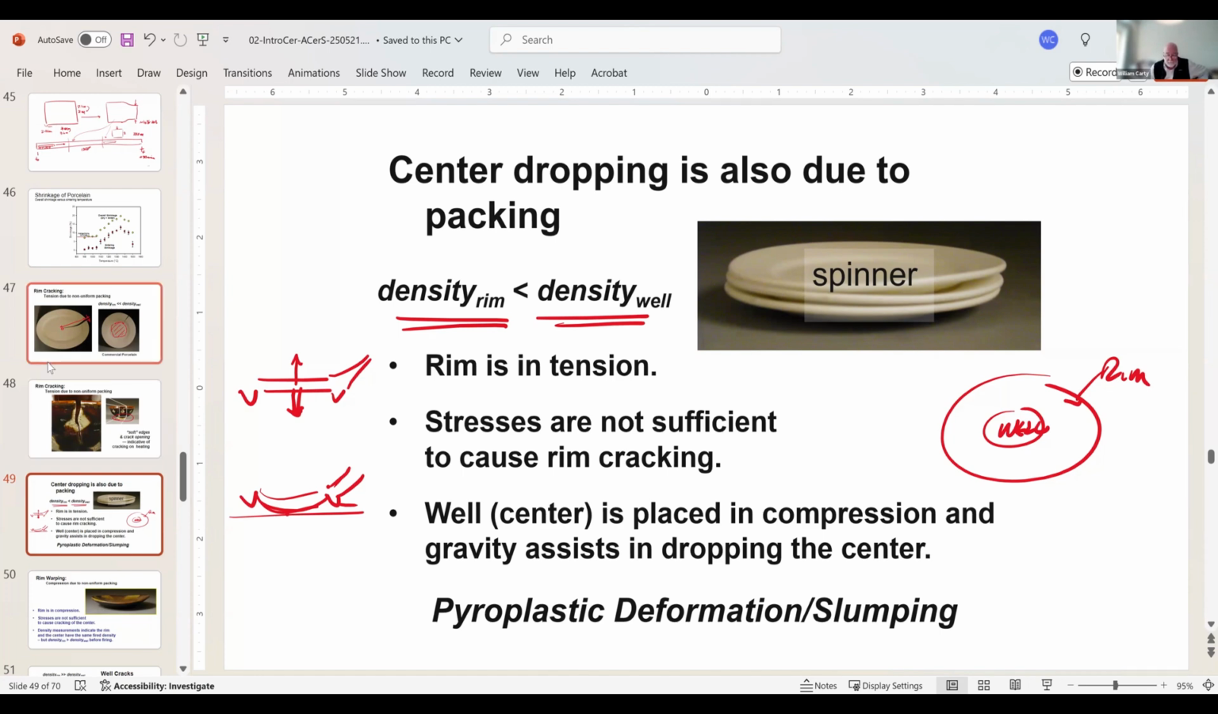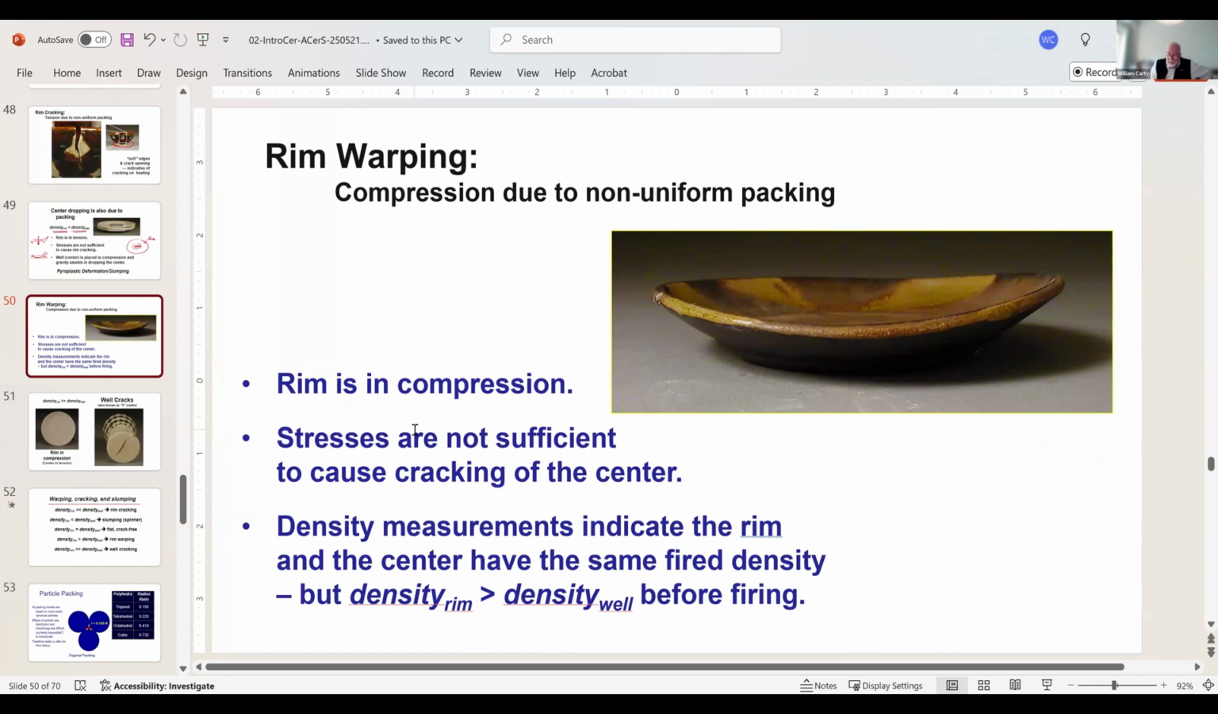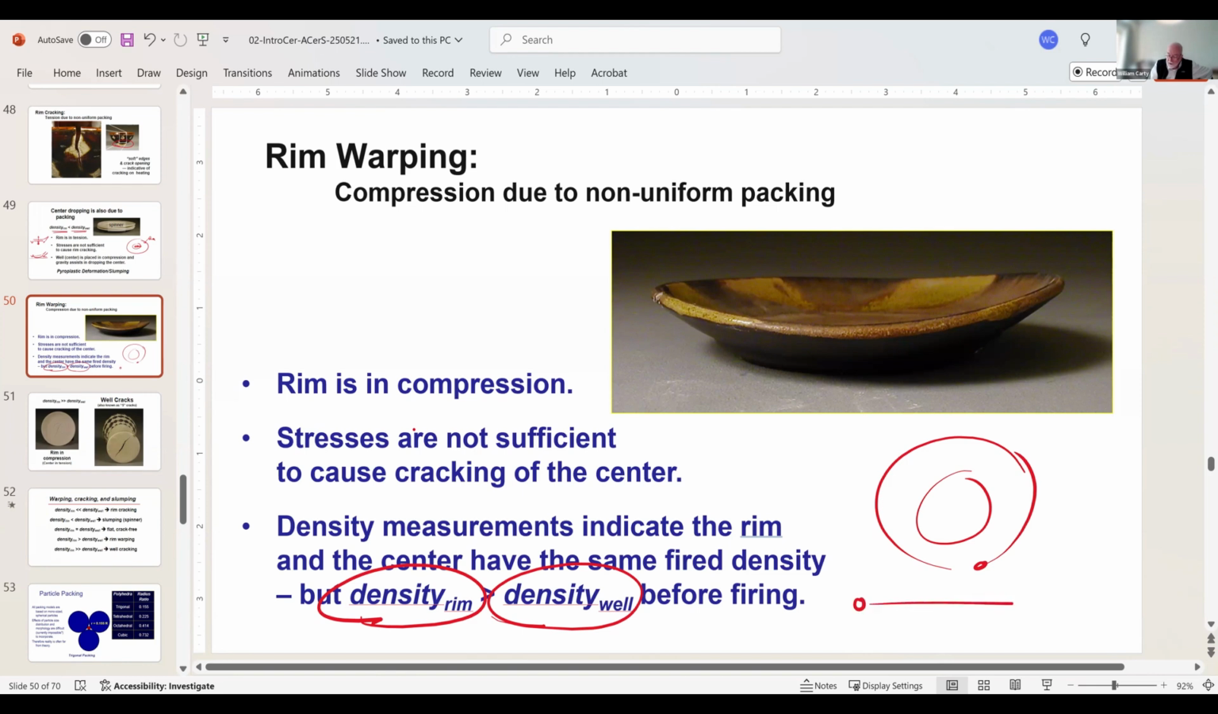Okay, so that means that a spinner is a pyroclastic deformation slumping problem, but it is assisted by a density difference in the system. Rim warping, opposite situation, density of the rim is greater than the density of the well. And so what happens is the rim wants to shrink less than the well. And so the rim is then placed in compression. And so in order to compensate for that compression, the rim will warp to handle that difference. So the distance it travels is longer than the point-to-point distance, and so it will warp.